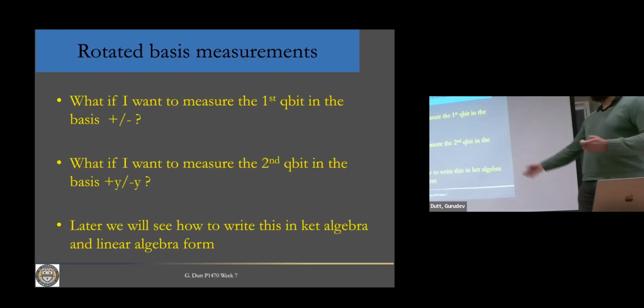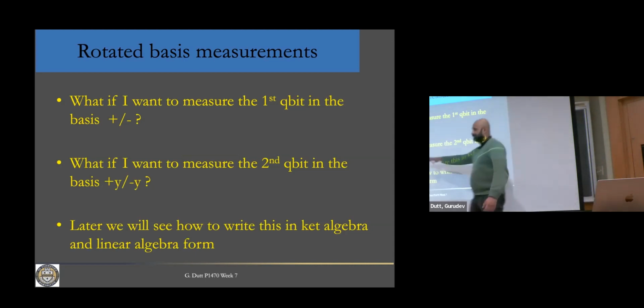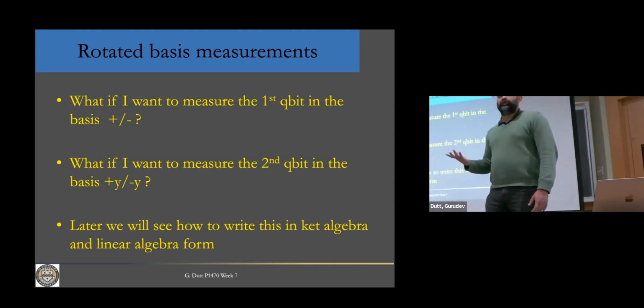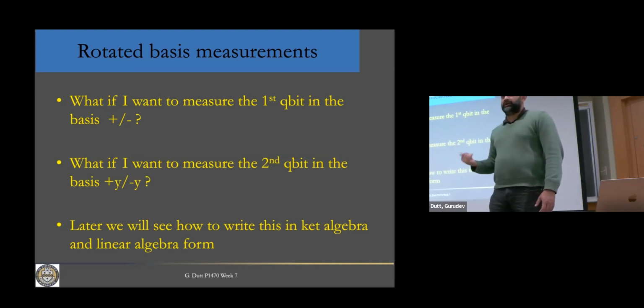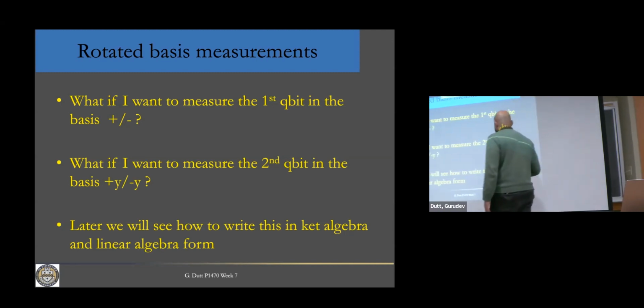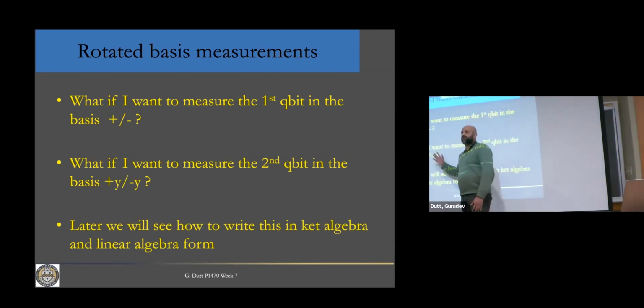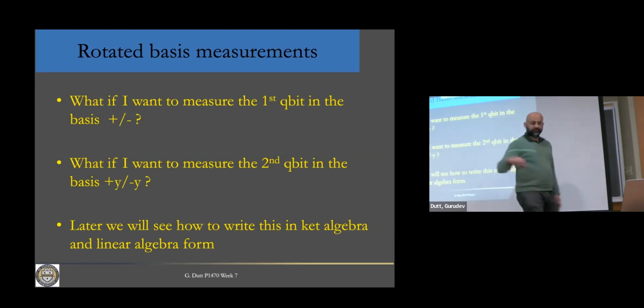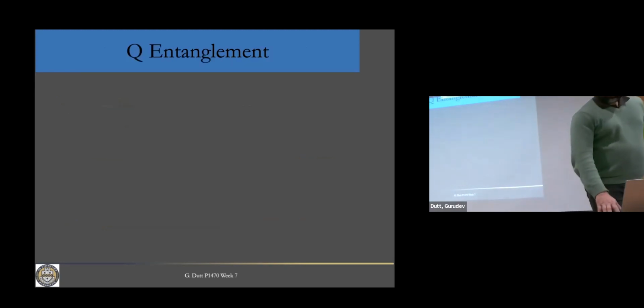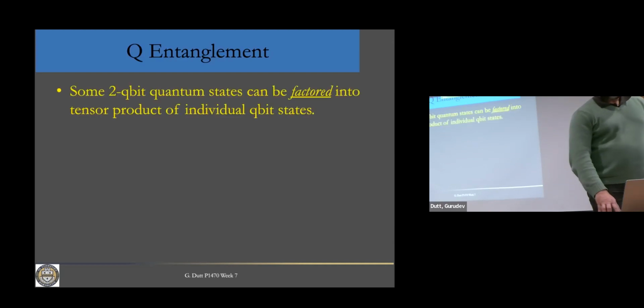And of course, we could have some other basis, plus y, minus y, or, as when we did the quantum bomb detector, some other basis u, v, where u and v are slightly rotated from the 0, 1 basis. In any of those situations, we'll want to know how to do the measurement. We will come back to this and see how to write it properly.